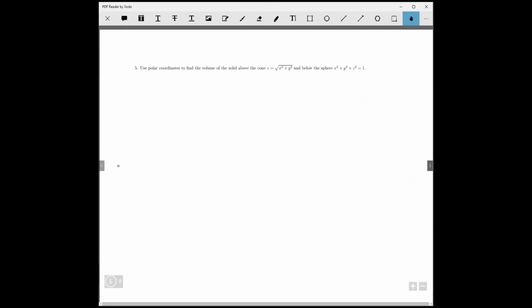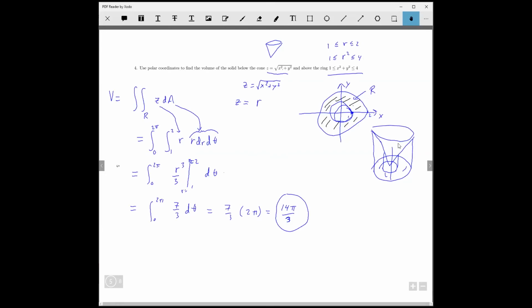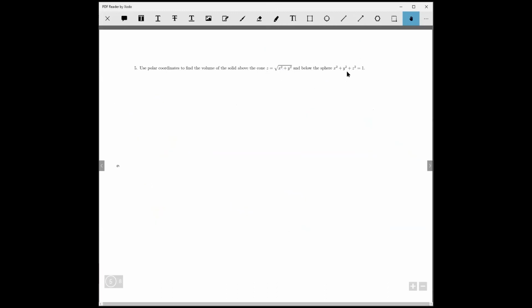Okay, let's go to number 5. Use polar coordinates to find the volume of the solid above the cone and below the sphere. Okay, so this is the same cone as the previous problem, but this time you have a sphere.